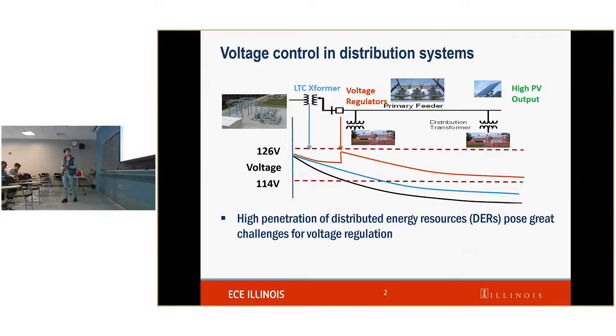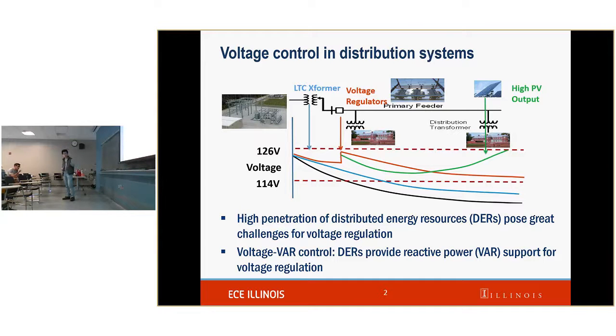However, if we make appropriate use of these DERs, they can actually be helpful for voltage regulation. In fact, with the development of power electronics, these DERs can easily inject reactive power into the system, as shown here, to boost the voltage even at the very end of the network. This brings about the problem we are going to investigate, called voltage VAR control. We want to decide the optimal reactive power, the VAR support from the DERs, to do the voltage regulation as best as they can.